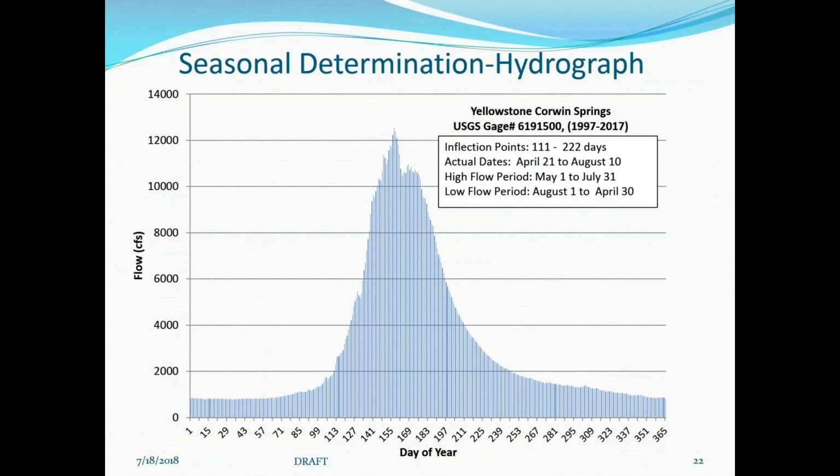And then you look at where's the high flow period and the low flow period. And you can see there's a very distinct high flow period. That's where the hydrograph shoots up and then back down. And the dates that coincide with that is April 21st to August 10th. We round to the nearest month. So we determined a high flow period from May 1st to July 31st. So May, June, July will be the high flow months, and the other 9 months would be the low flow period.